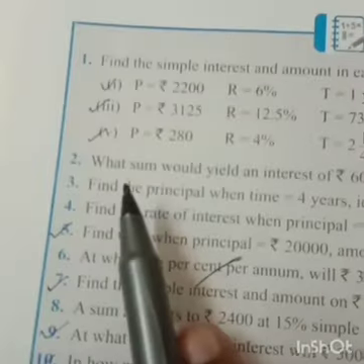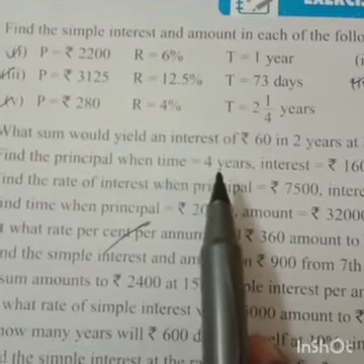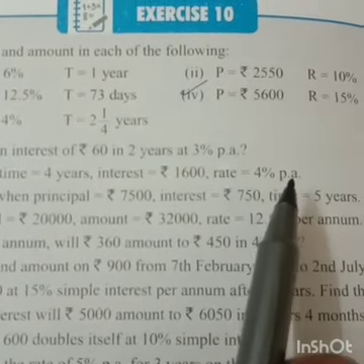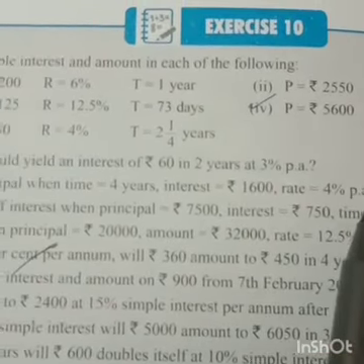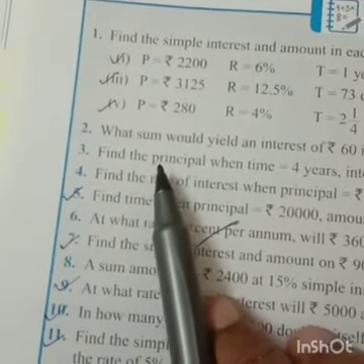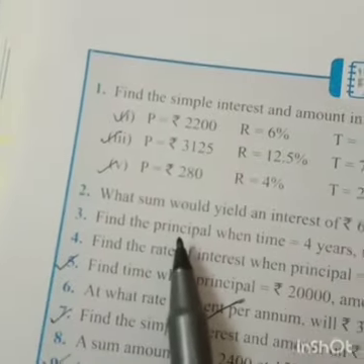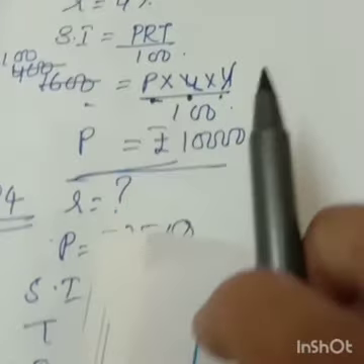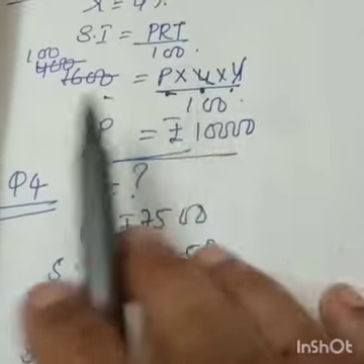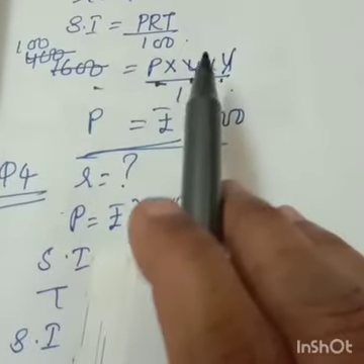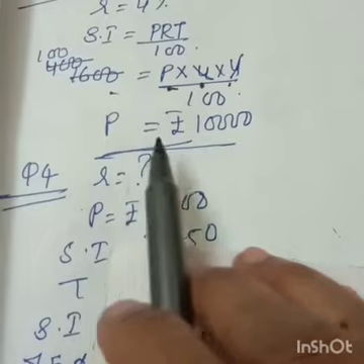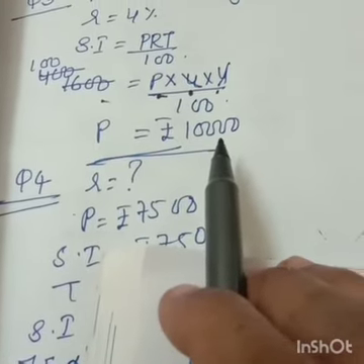Now question number 3. Find the principal when time 4 years, interest rupees 1600, rate 4% per annum. Same type of question. Here you have to find out the principal. Put it in the formula, and after cutting here also, numerator to numerator I cut out. After cutting I get principal equal to rupees 10,000.